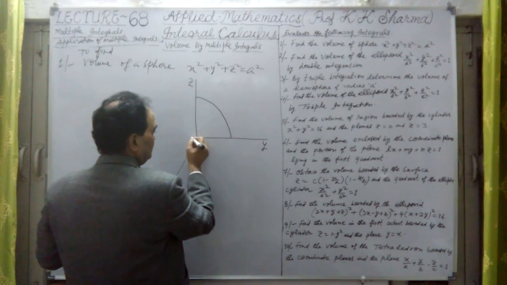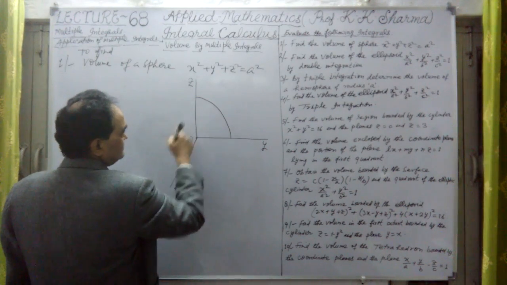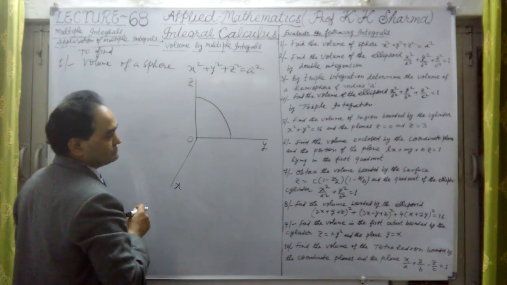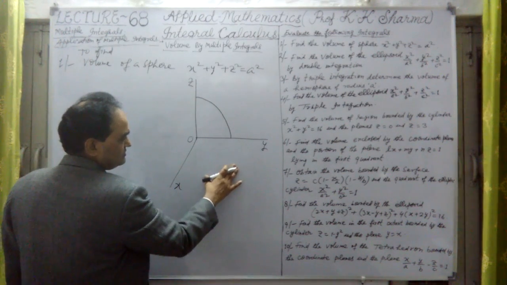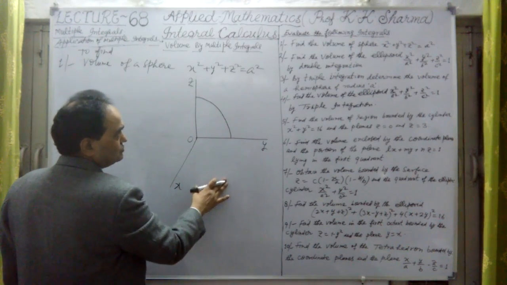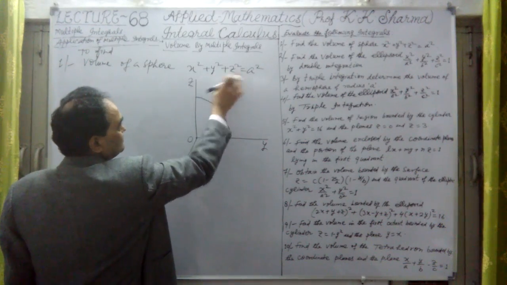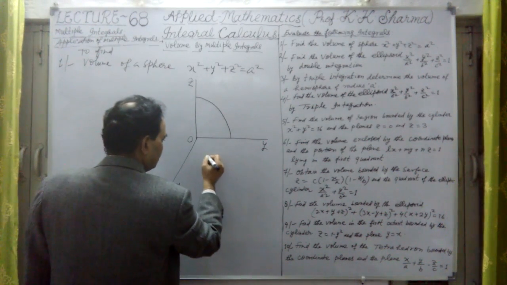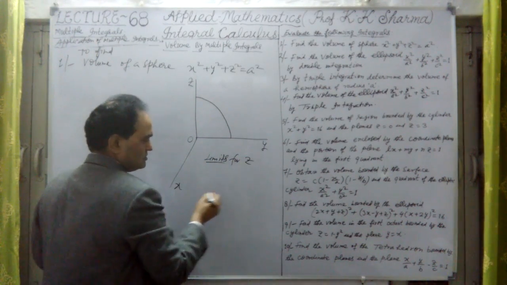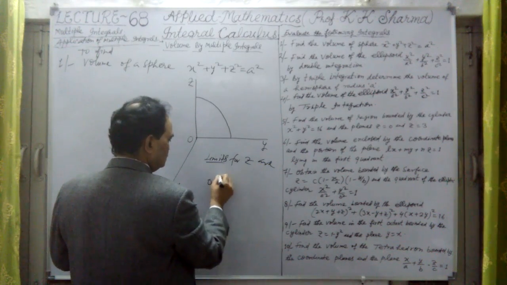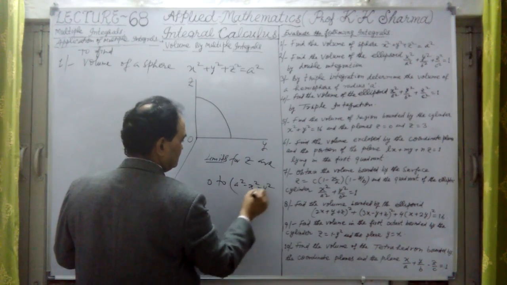What are the limits here? Limits for x, y, z. In the yz plane, x equals 0. If we take the xy plane, then z is 0 here. Let me take the limits for z. The limits for z are 0 to a square minus x square minus y square.